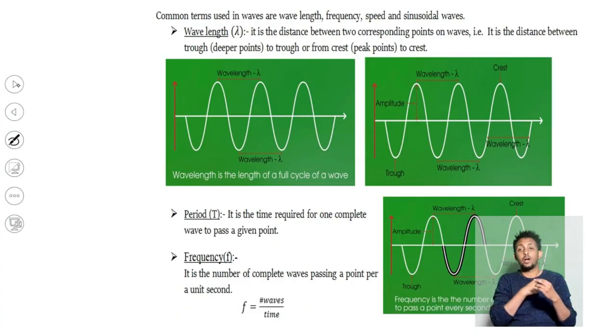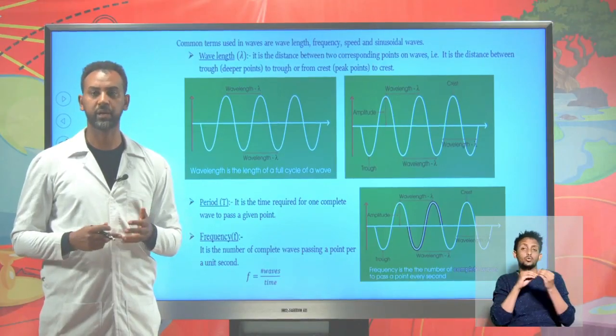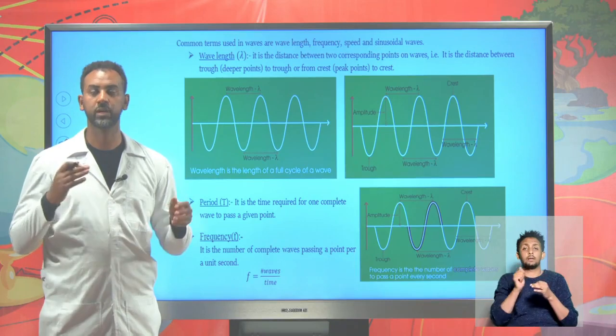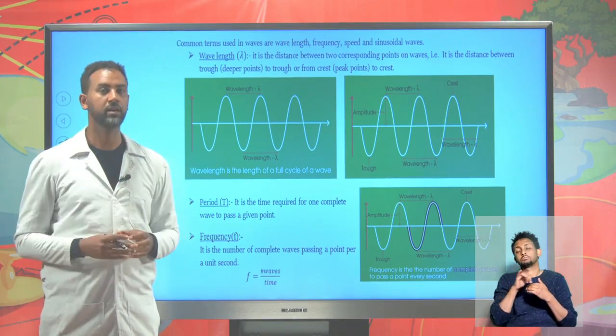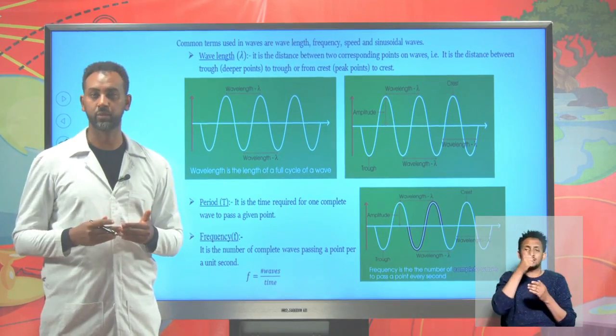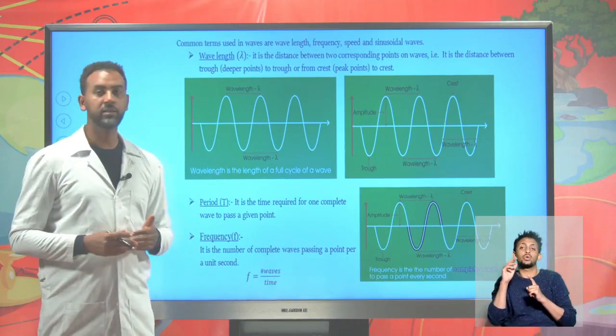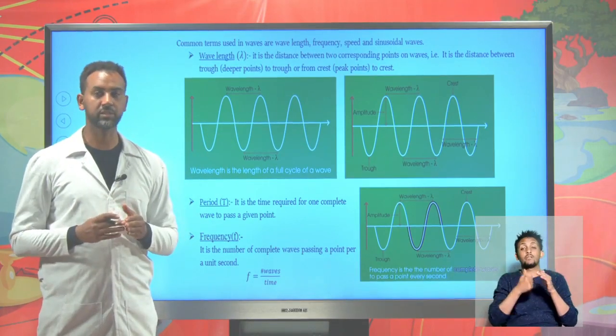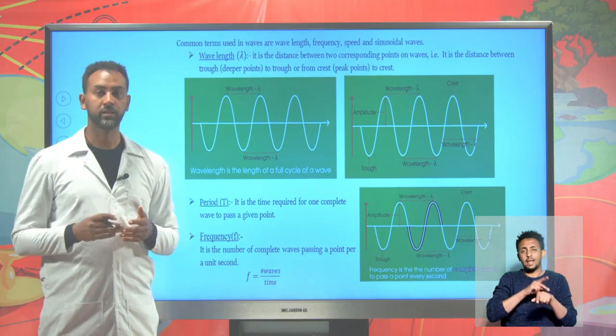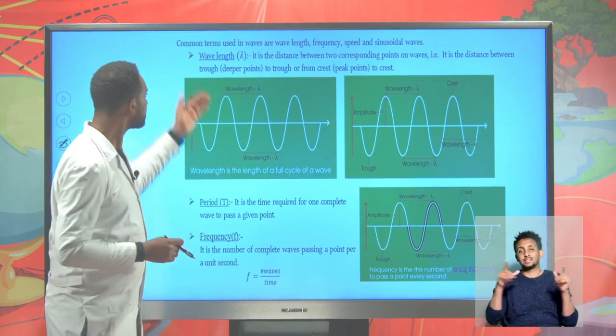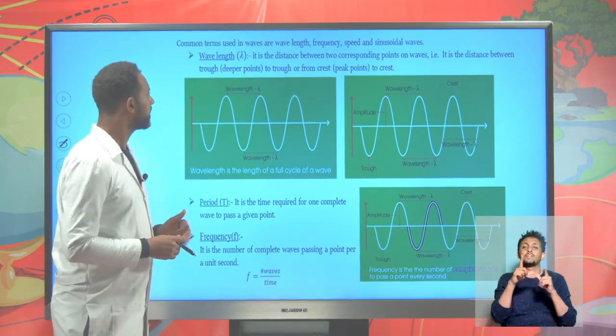Here we have common terms used for waves. As we have used in oscillatory motion, we have cycle, period, frequency, amplitude, restoring force, simple harmonic motion, and so on. These are the basic terms that we have seen in oscillatory motion. But here, we also have basic terms like period, frequency, and wavelength as well. What do you mean by wavelength here?